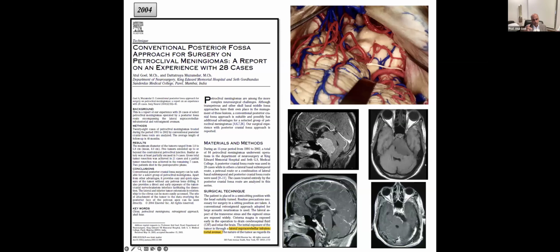You see dissection from middle fossa, the petrous apex drilling and all those things can by itself take quite a bit, 2 hours, 3 hours, and you have to increase the exposure. You have to handle the venous structure, you have to handle the arteries, you have to handle the veins. Here, supracerebellar, you retract the cerebellum, directly hit on the tumor. In 10 minutes, you can be on the tumor.